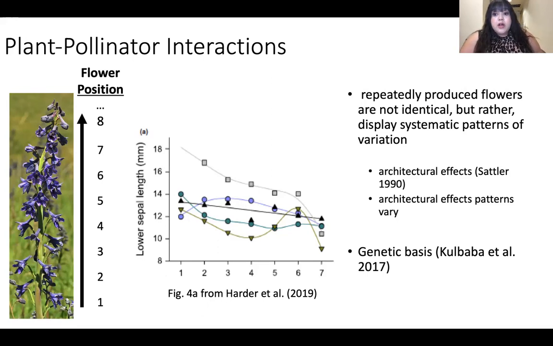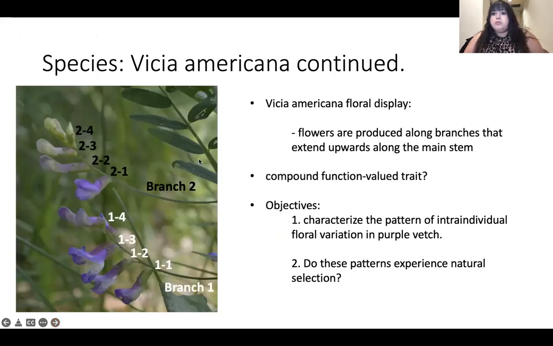Previous work from Kubaba et al. has shown how these patterns of variation have a genetic or heritable basis. These patterns become more complex as the organization of floral displays becomes more complex. In my research, instead of focusing on a vertical single spike of flowers in plants such as delphinium, which I pictured previously, I examine Vicia americana, as it produces multiple branches each with their own display.